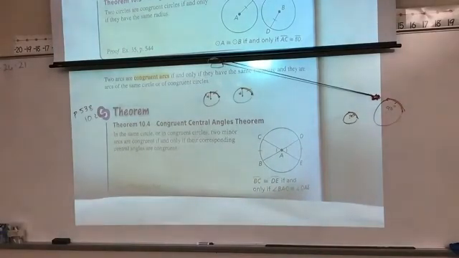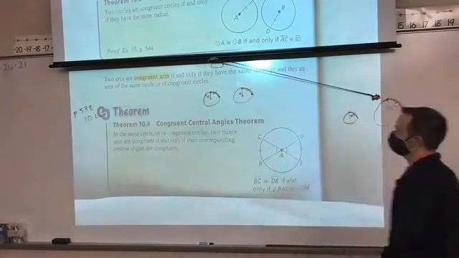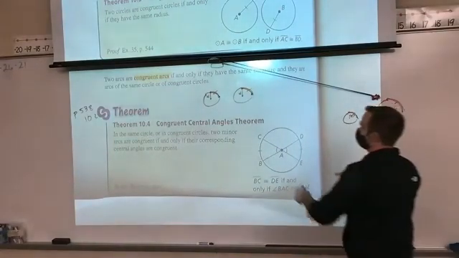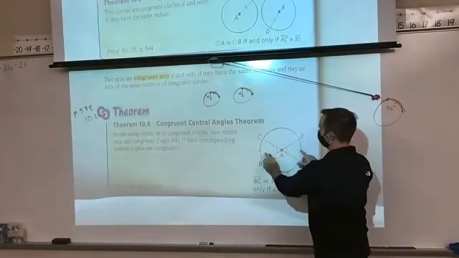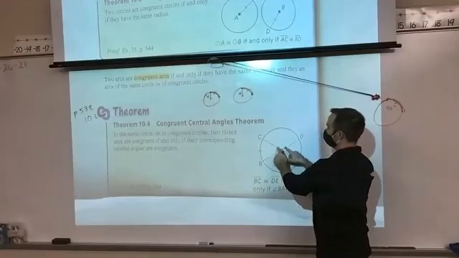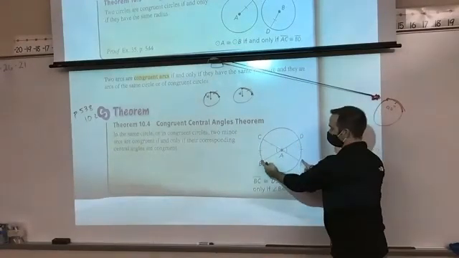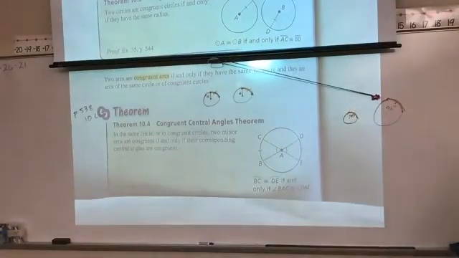And that's kind of what our next theorem gets into. In the same circle or in congruent circles, the arcs are congruent if and only if the central angles are. So it takes it a little bit further and says, all right, if we know the angles are congruent, then the arcs have to be congruent. If I know the arcs are congruent, then the angles have to be congruent. It just goes back and forth. It is a biconditional, so we can use it either way.